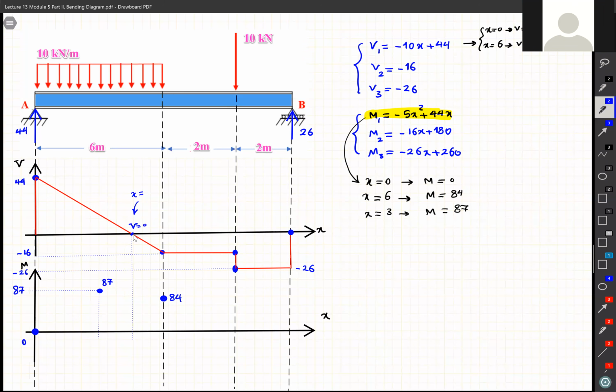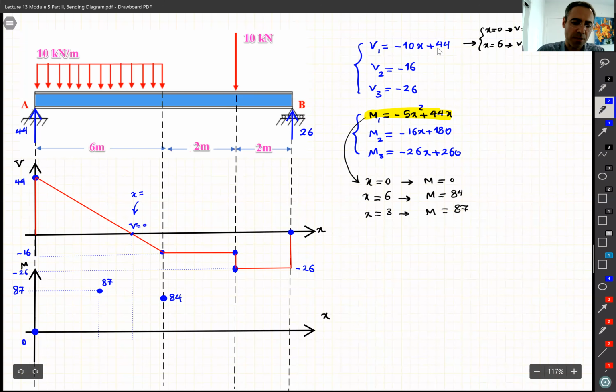Would be 4.4. 4.4. How did you find it, Uma? I used the equation for V1 and solved for when it's equal to 0. Yeah, that's correct. So as Uma said, because we know the equation for this line, it is minus 10x plus 44, right? If I set V1 equal to 0, it means minus 10x plus 44 equals 0, which gives me x equal to 4.4. So at this point, V is 0.